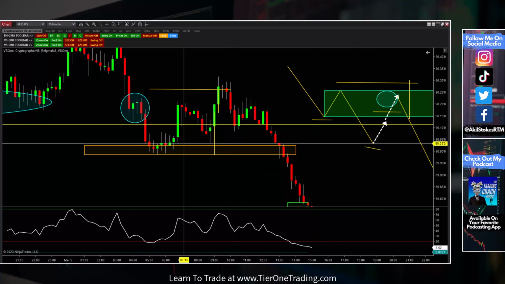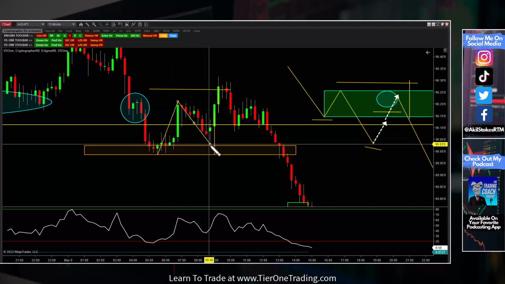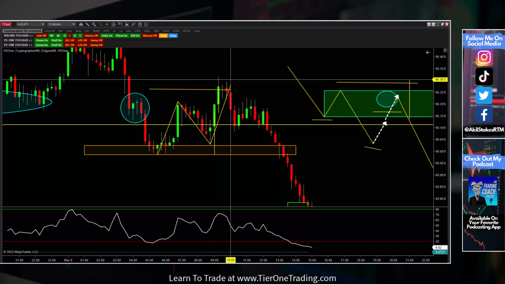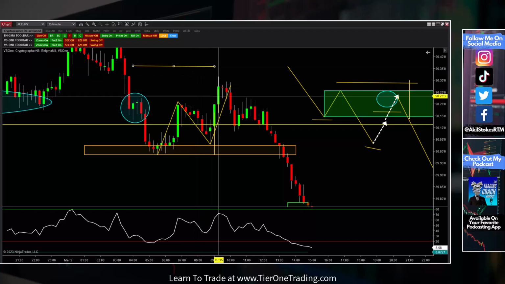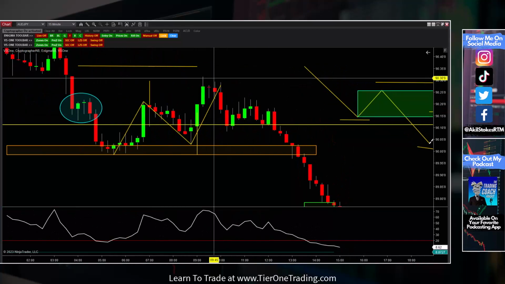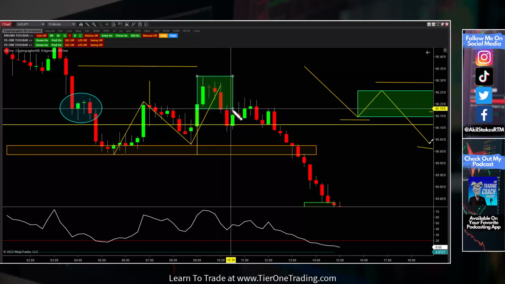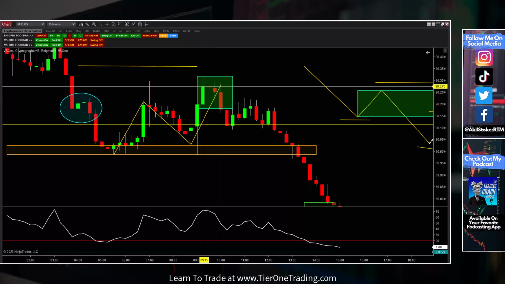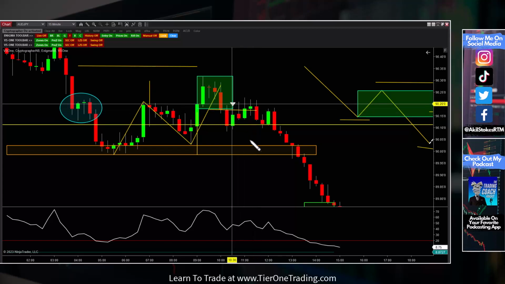Because you'll see that after we put in our complex pullback, so this is the first pullback, this is the failed extension down, and we put in another extension up, right, an AB equals CD pattern, we got another entry signal, right? We had a nice green candle right here, so I'm going to try and make this a little bit clearer for you. We had a nice green candle right here. We had an inside bar, right? Two inside bars, technically, within the bigger mother bar. And then we had a lower low, lower close, which could be used as your secondary entry technique and your chance to trade it down.